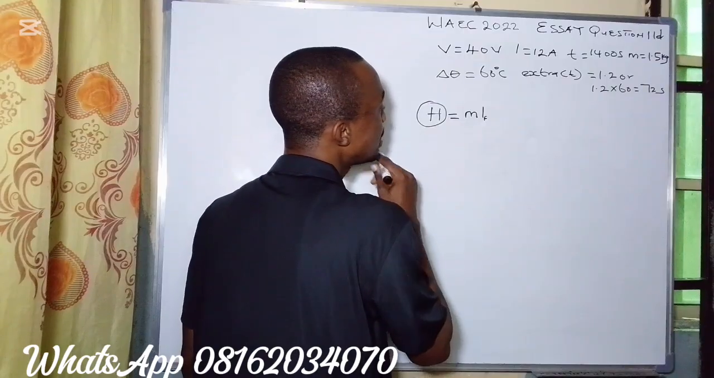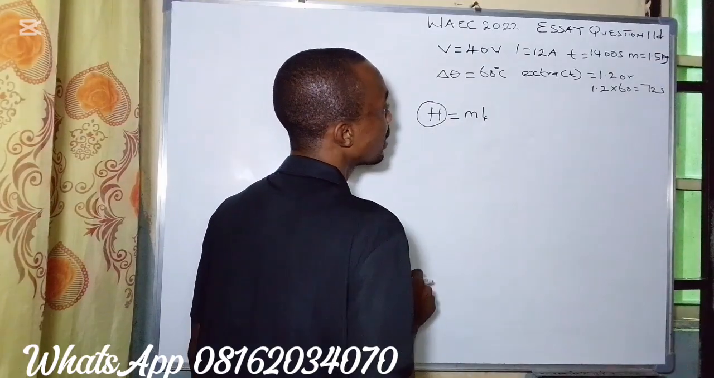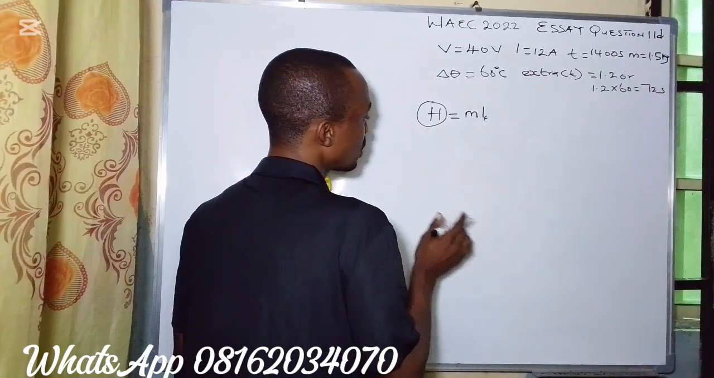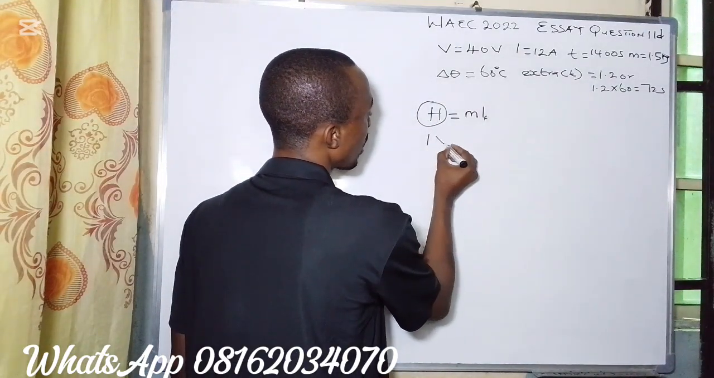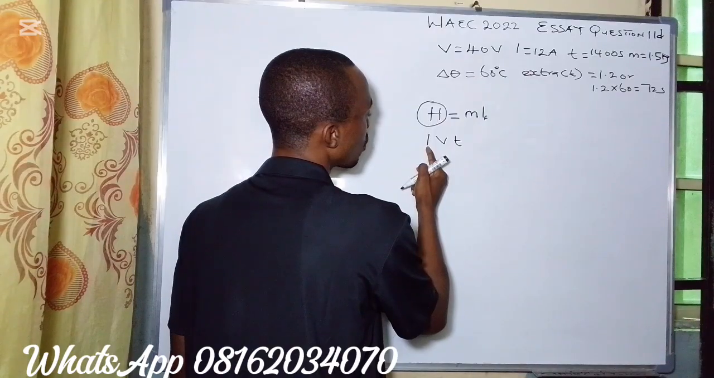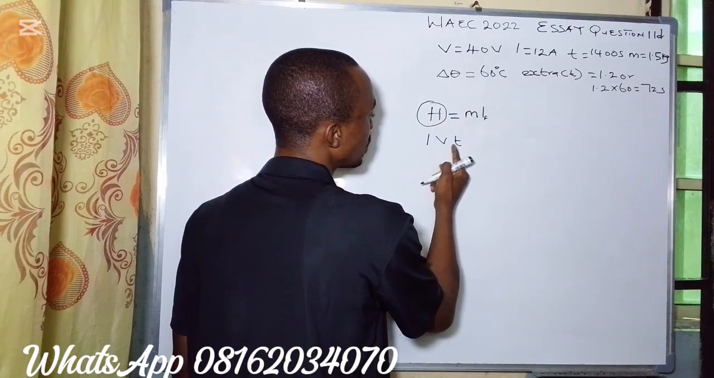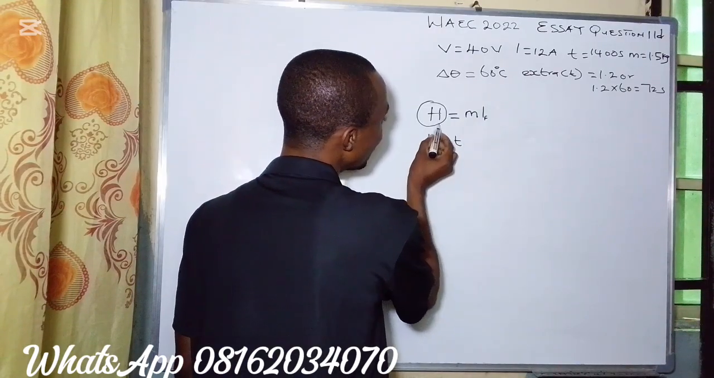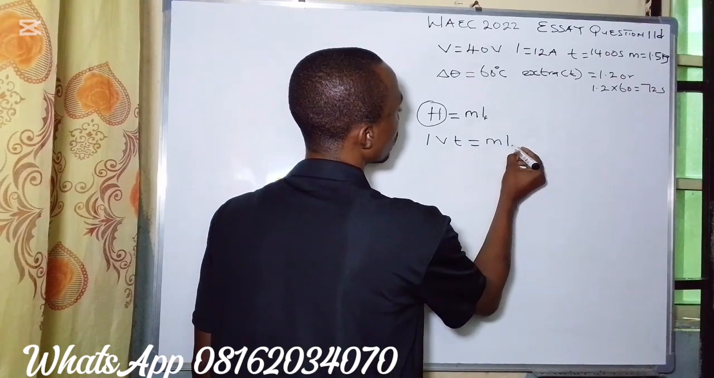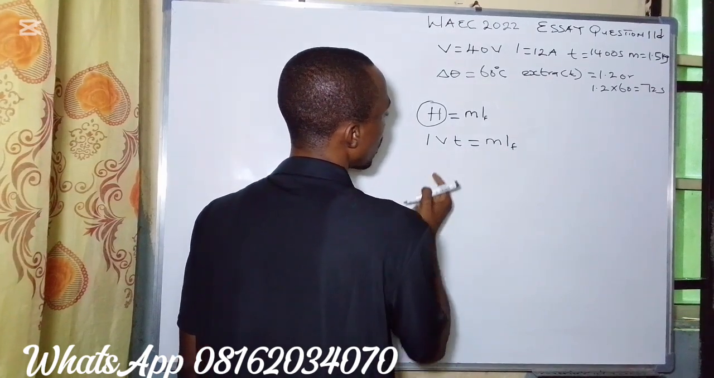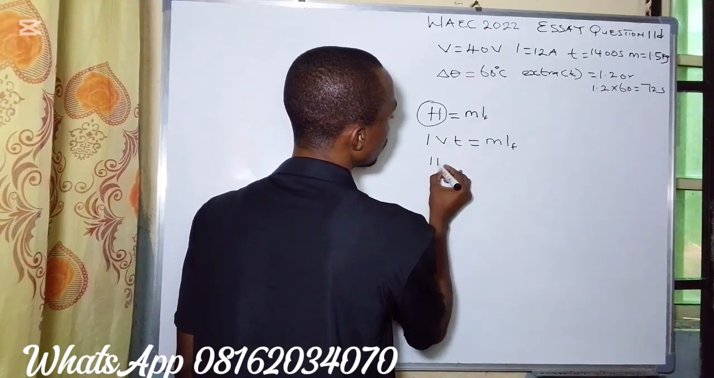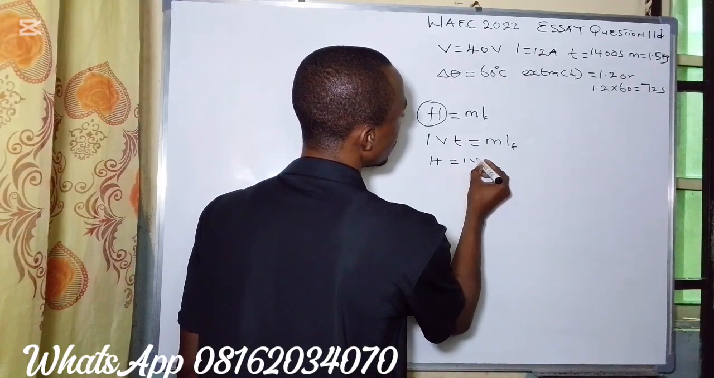But remember, this heat was supplied by an electrical device. The work done by an electrical device is given as IVT, where I is the current, V is the potential difference or voltage, and T is the time. So I will replace this heat with IVT, equal to M L sub F. Now I'm not looking for this IVT, so my H will just be equal to IVT.